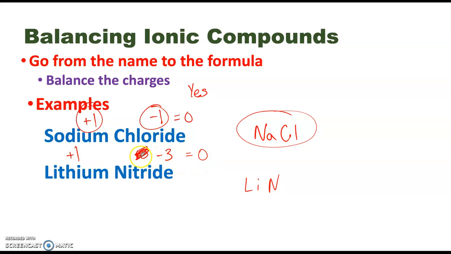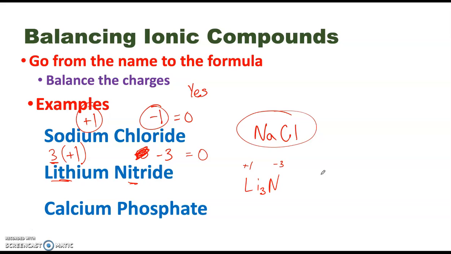So how do you make this cancel? Do you need more negatives or do you need more positives? The answer is you need more positives. Well, how many +1s do you need to cancel this out? The answer is 3. You need 3 +1s to cancel the -3, and now it will equal 0. But when I put this 3 here, that means I need 3 lithiums to cancel out this one nitrogen. So I put a 3 in the formula here. 3 lithiums balances out the 1 nitrogen. And if you want to double check, lithium has a +1, nitrogen has a -3. 3 +1s balances out the -3 charge.